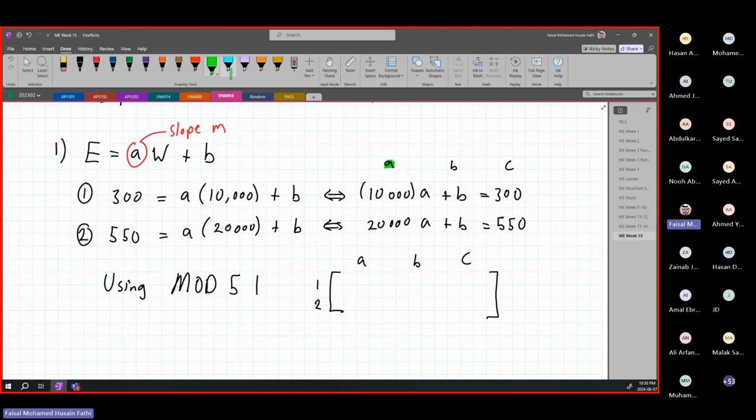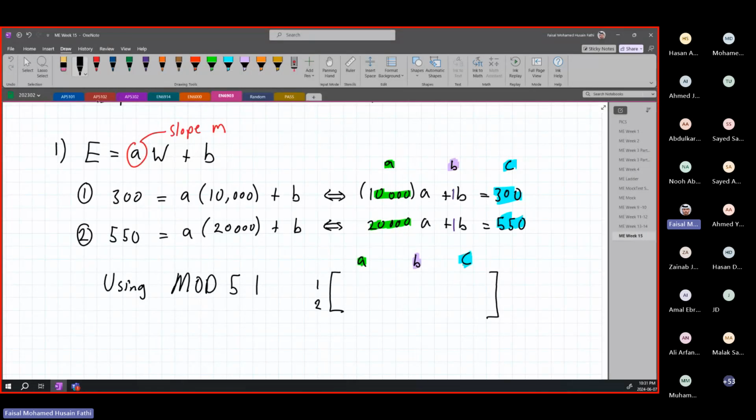So the A value here is 10,000, which is your A value over here. And for this one, it's 20,000. And your B value is 1, all right? So you have a B value of 1 here. And it's 1 times B. It's just the coefficients. So your B value is going to be 1, and you're going to be putting them here. And then your C value is simply just these two values which you will be plugging in here.